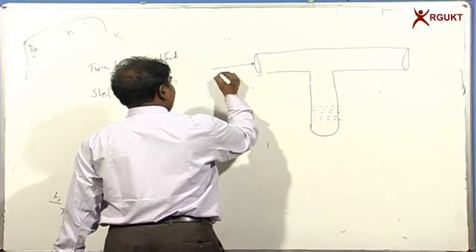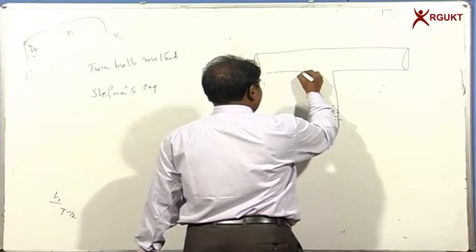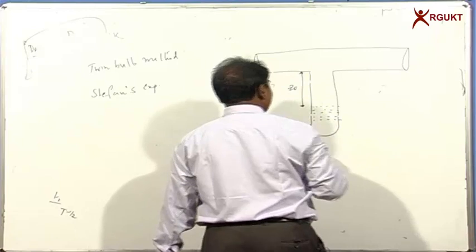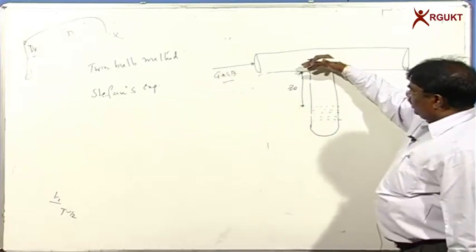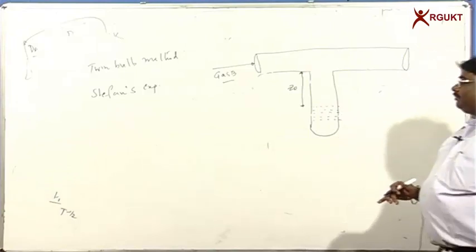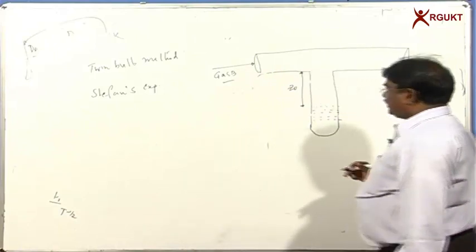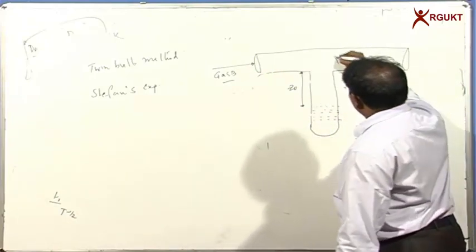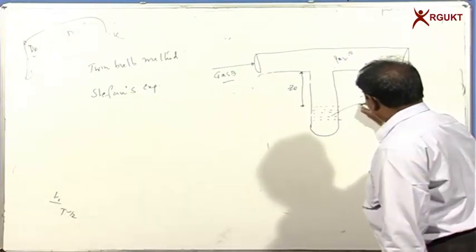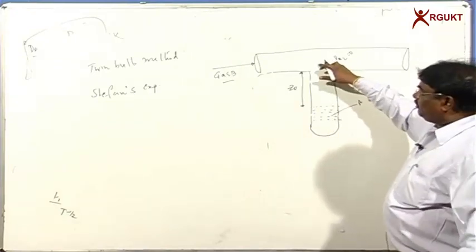Here we pass some gas B, and at time t equal to 0, the distance from the top surface to the surface of the liquid is Z0. The gas is pure gas, it doesn't contain any volatile liquid, so PA2 is going to become 0, where A is nothing but the volatile liquid. This volatile liquid is now contacted with the gas.